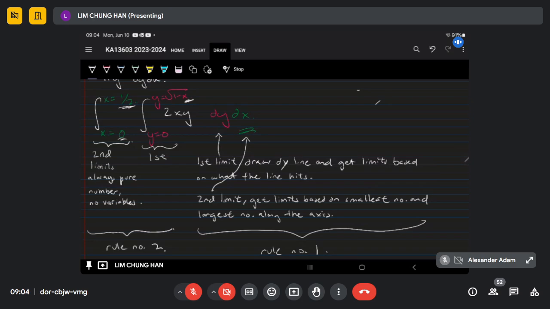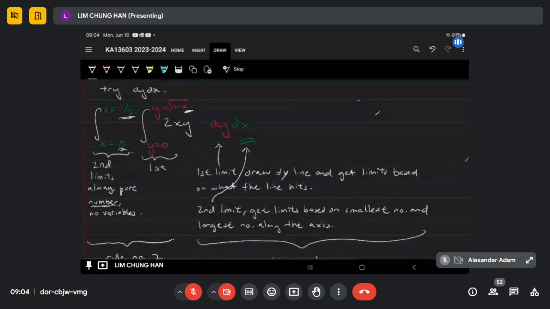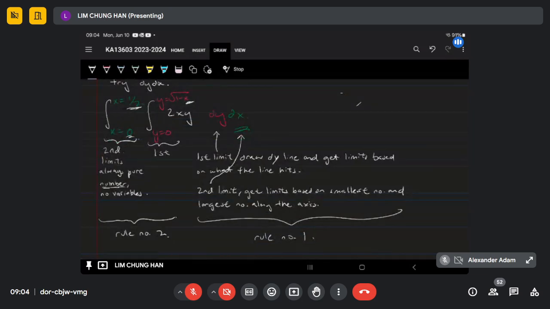Okay. So this is the second rule you have to obey. Make sure the second set of limits outside, the one you do last, only has numbers. So that, well, I think you can guess why. So that when you get the final answer, it's a number. You don't end up with a variable. Do you understand this? Yes. Always make sure you have numbers or constants outside.